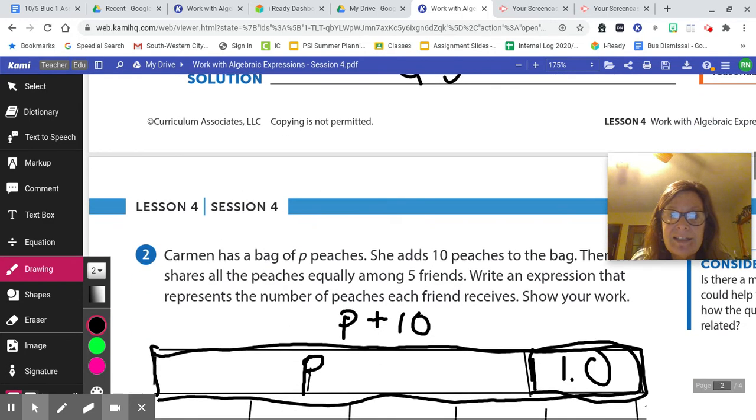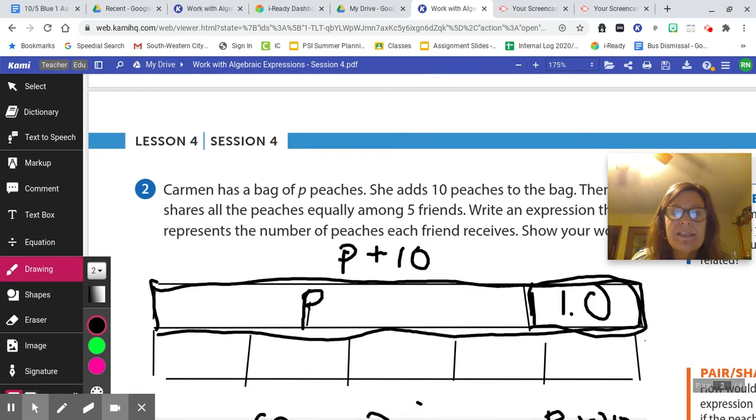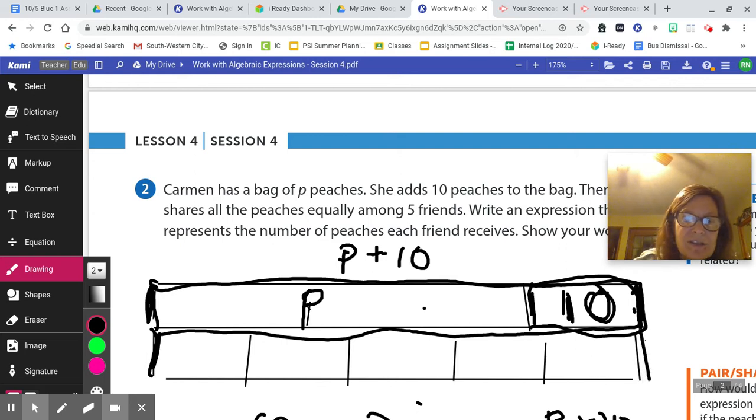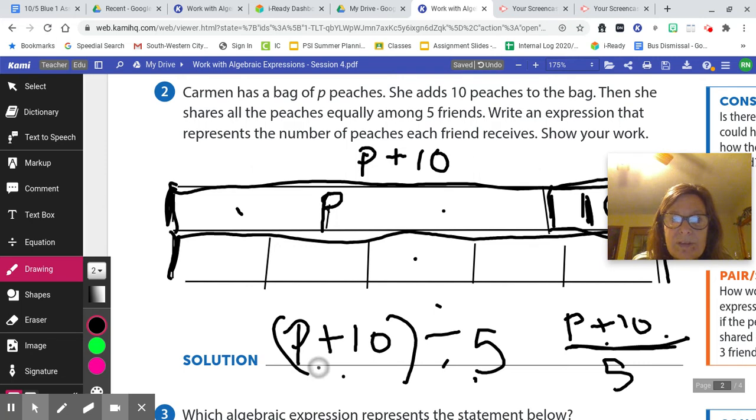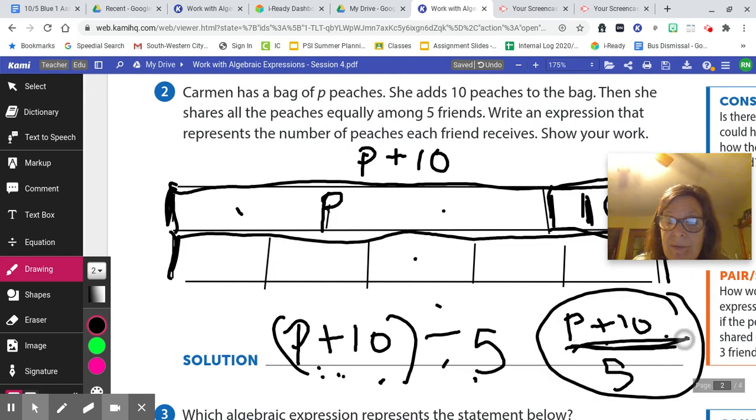So on mine, I did a picture. It's messy, but I did on the top the peaches in the bag, and then she added 10 over here. I knew this was then divided into 5 equal parts. So this top bar represents the number of peaches she has. The bottom bar represents the number of friends. So if I put that into an equation or expression, I could do p plus 10 divided by 5. I could have written it like this: (p plus 10) divided by 5.